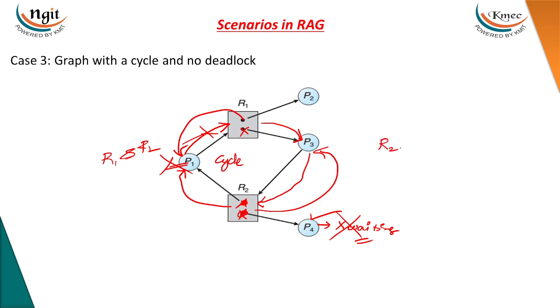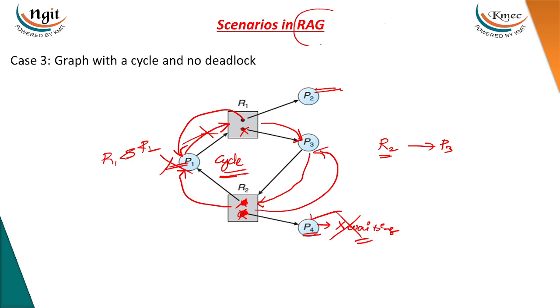Now P3 will hold R3, R2. So there is a cycle, but not all the processes are holding and waiting for other resources. After the use of P2 and the use of P4, they release R1 and R2, which will be taken by P1 and P3. So the system is not in deadlock.